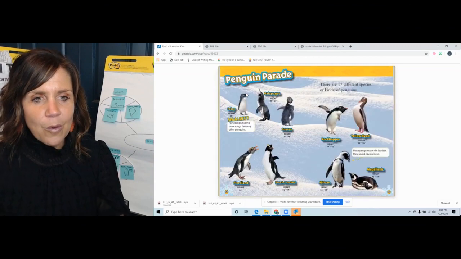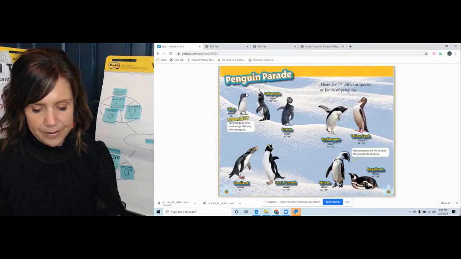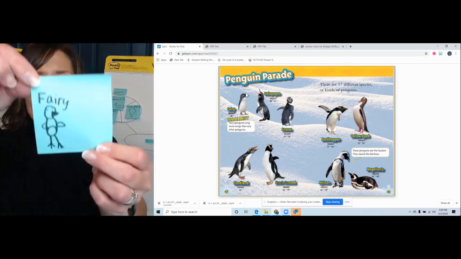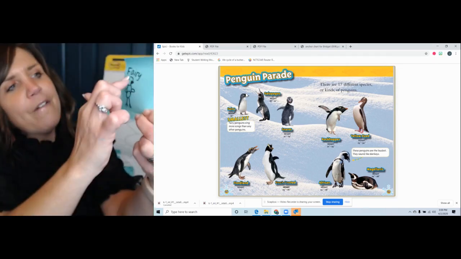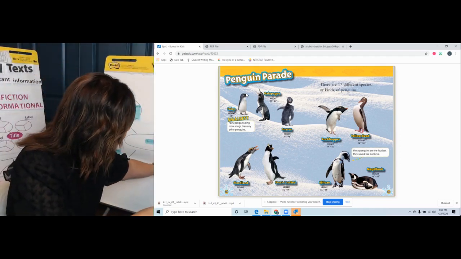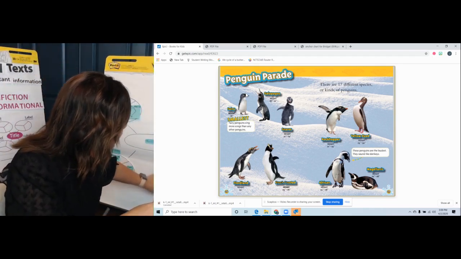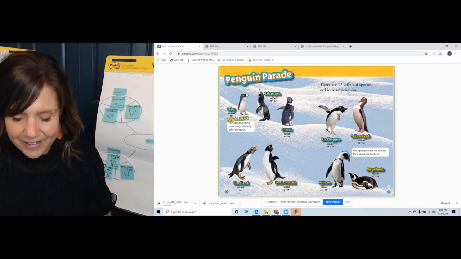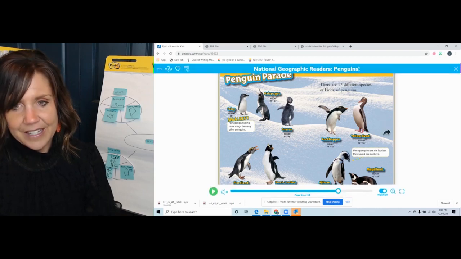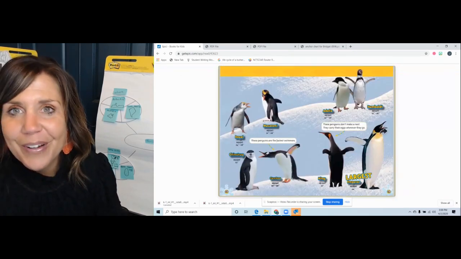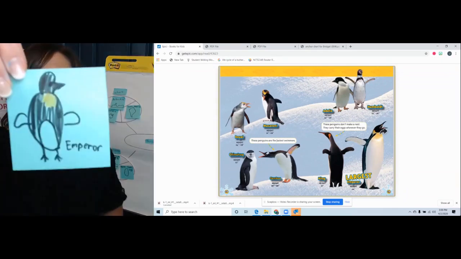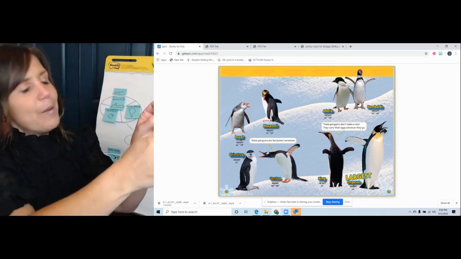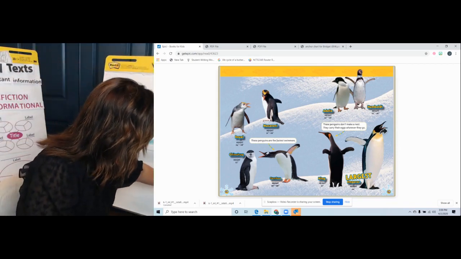So think about one type of penguin. Remember we talked about the fairy penguin being the smallest? He was the tiniest. So I drew a tiny little penguin and I wrote fairy. That's one type of penguin. What's another type? Do you remember the largest penguin? Did you say emperor? Yeah. The emperor is the largest penguin. So you could draw a picture of a large penguin and write emperor. That's going to go on another slice.